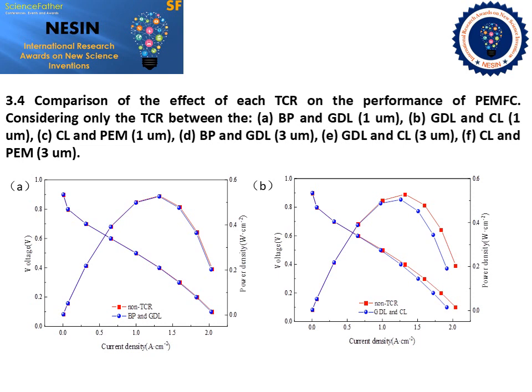So next is the comparison of the effect of each TCR on the performance of PEMFC. Considering only the TCR between A, the bipolar plate and GDL, B, GDL and CL, C, CL and PEM, and D, which repeats the condition.